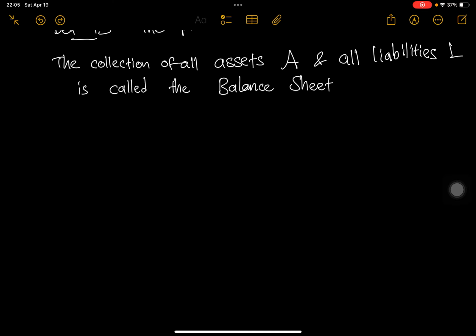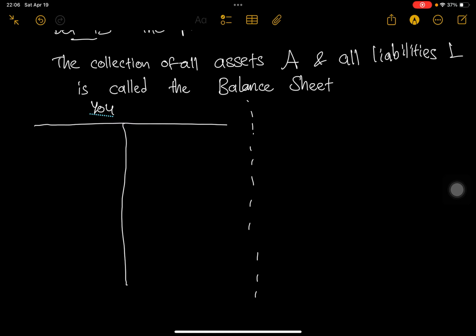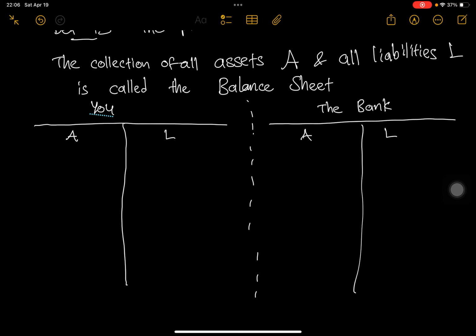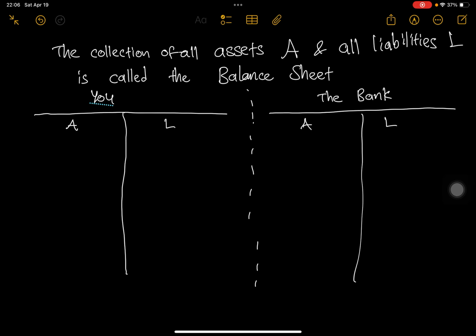Typically how we represent this is we'll draw a table like this. On the top I'll say who owns this. This might be you, individually. I'll draw a dashed line in the middle here. On the right side, we have the liabilities. On the left side, we have the assets. And similarly over here, we might have, for example, the bank. The bank also has assets and liabilities. This is typically how we would represent it.